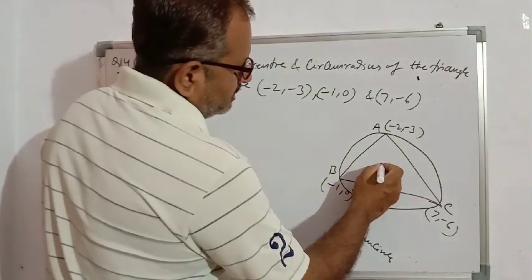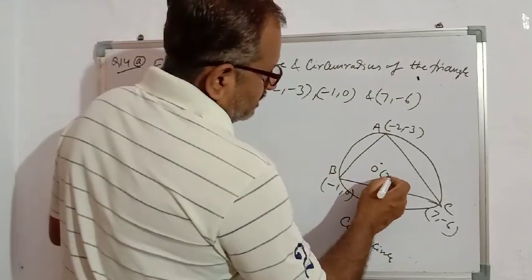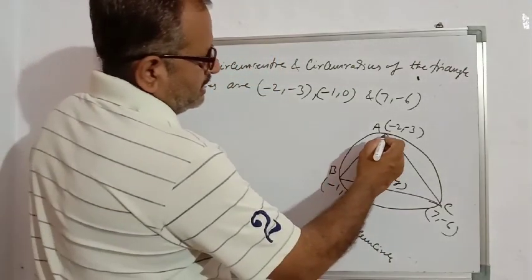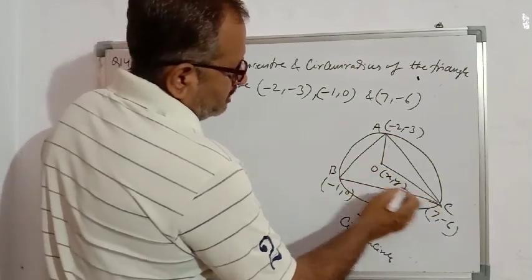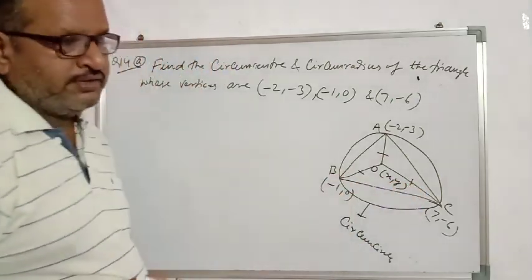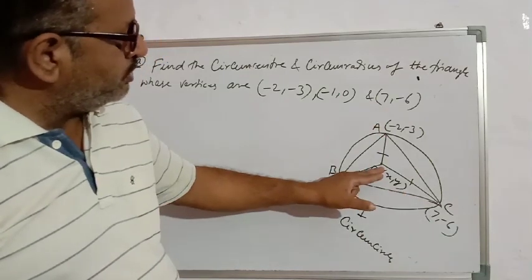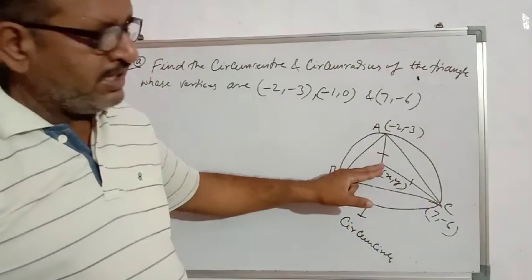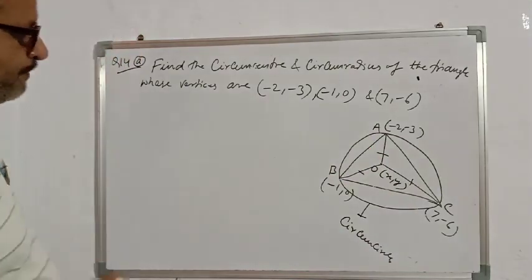Suppose the center be this point O. O be the center. Let the coordinates of the center be x comma y. So what will be the radius? Radius will be OA, O to A, or O to C, O to B. These three are radii and they will be equal. A, B, C lie on the circumference. Center is O. So OA, OB, OC, these three line segments will be radii. Radii are equal. So we can write OA is equal to OB is equal to OC.